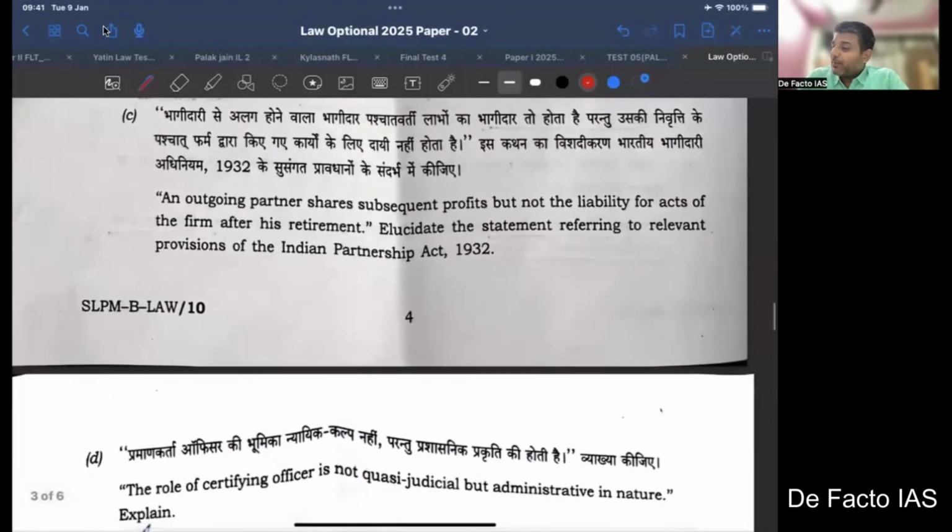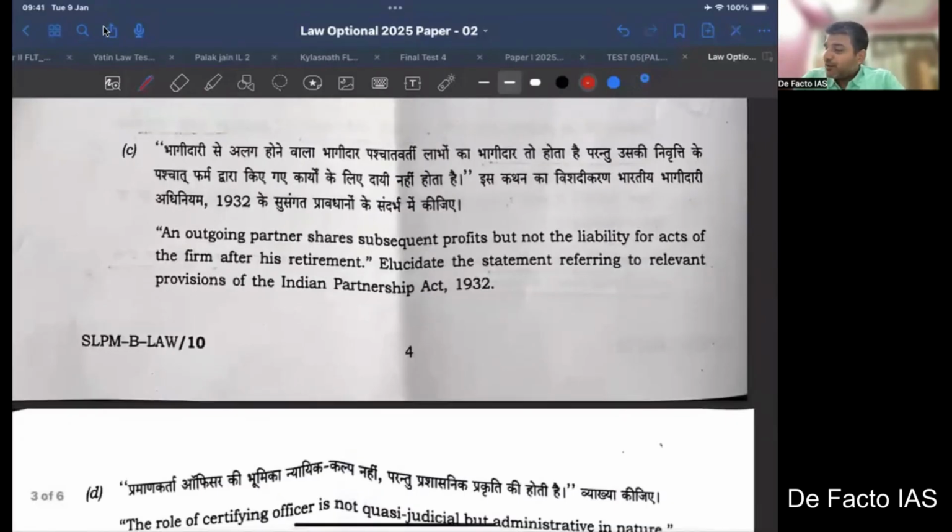The 5C says the outgoing partner shares subsequent profit, but not the liability for the acts of the firm after his retirement. Illustrate the statement with relevant provisions of the Indian Partnership Act 1932. Now, if you remember, what is a partnership? Partnership is the oldest form of business entity, right? The liability of a partner is only when that partner remains in the partnership firm, right? So you can have a clause saying a partner is going away, but he will share profit. Why? Because there is something called goodwill in the partnership.